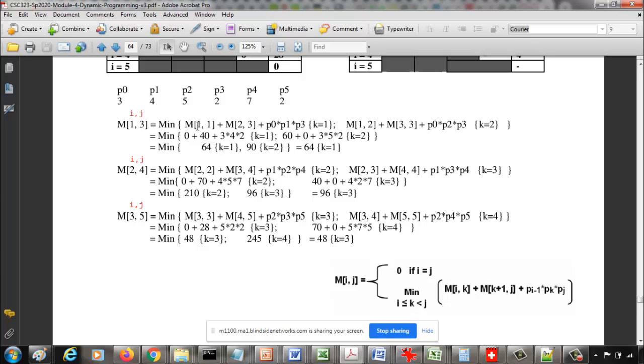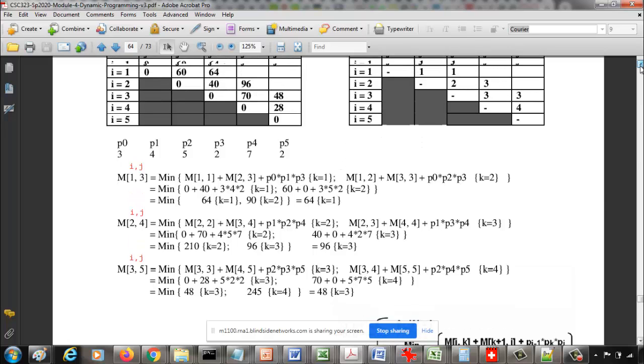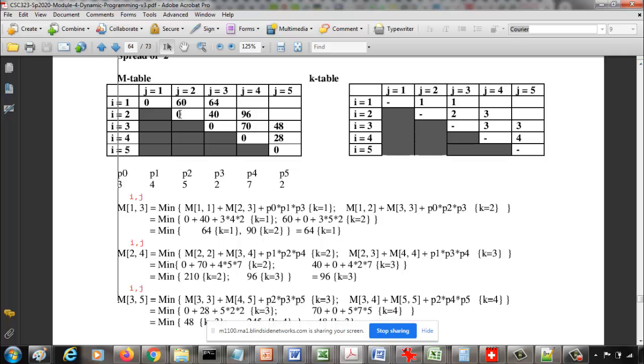So m of 1 comma 1 is 0 because it's the same matrix. Then m of 2 comma 3 we found in the earlier iteration, which is this 40. And p0 times p1 times p3 is going to be 3 times 4 times 2, so that's 12 times 2, which is 24. So totally 40 plus 24, that's going to be 64. So if k is 1, the number of multiplications we have to do is 64.